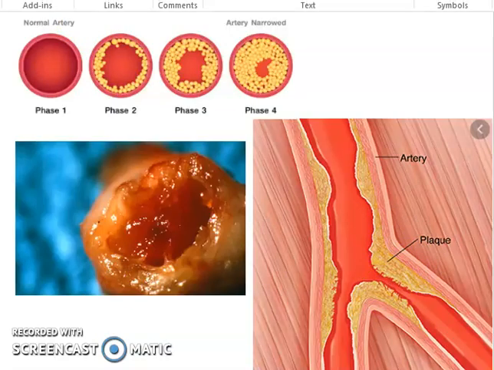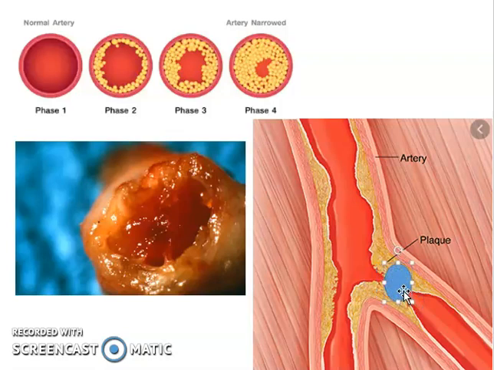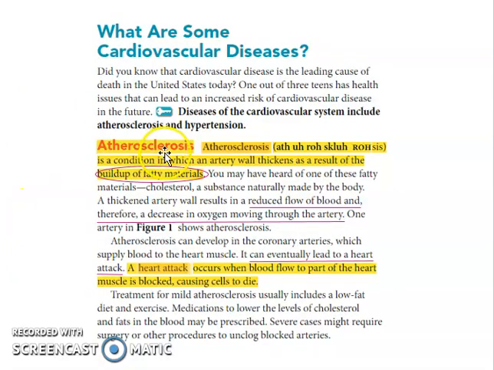Okay, I will illustrate that one here. Imagine if we put more fatty substance or material here, it will have a blockage here. So heart attack is happening when there is a blockage here and blood cannot flow in this area. It could lead to death. So that is atherosclerosis. But we could prevent that.